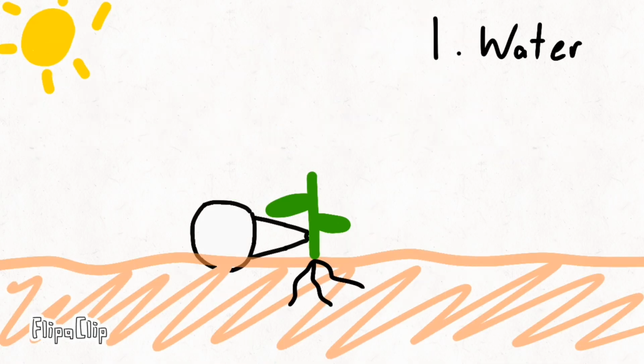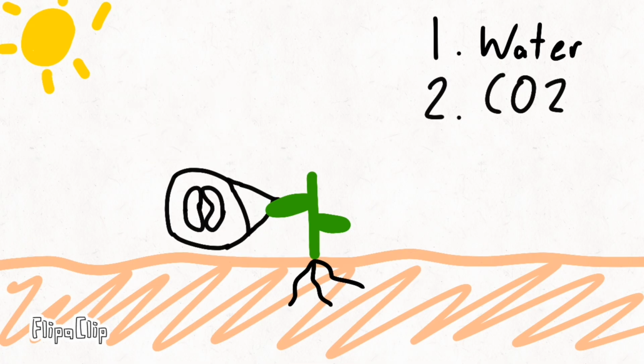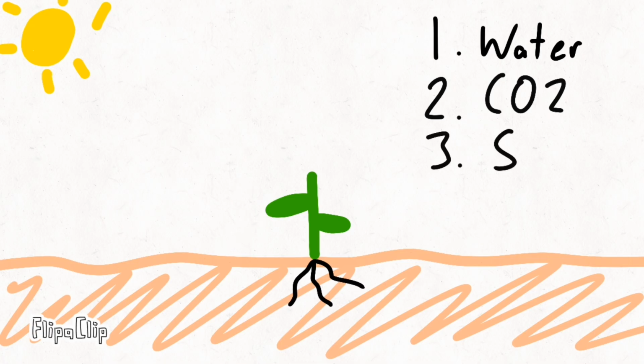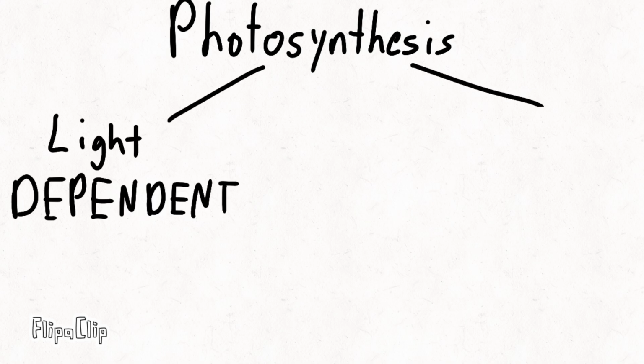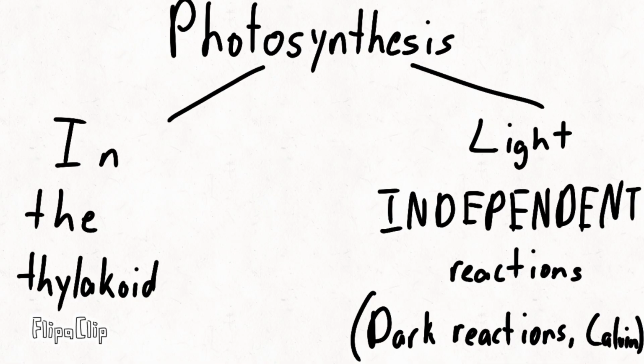Now we see a plant in the sun. The first thing that's needed is water, which goes up the roots and gets transported by the xylem. The second thing we need is CO2, which comes in from the atmosphere and goes into the stomata. The third thing we need is sunlight, which comes from the sun into the leaf. Now, photosynthesis is made up of two parts, light-dependent reactions and light-independent reactions, or dark reactions.